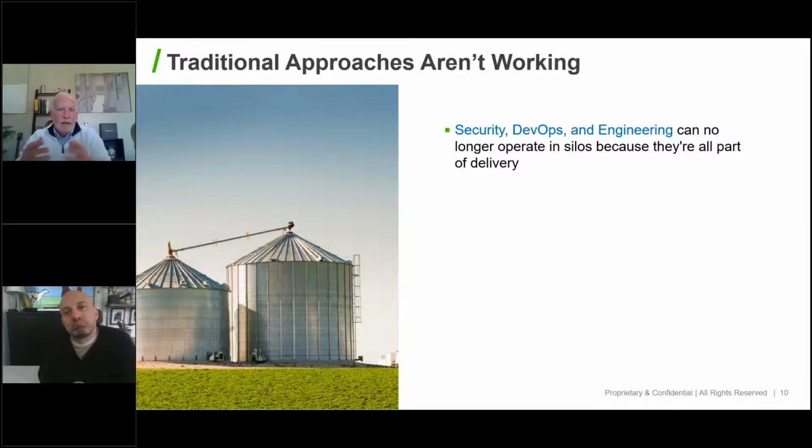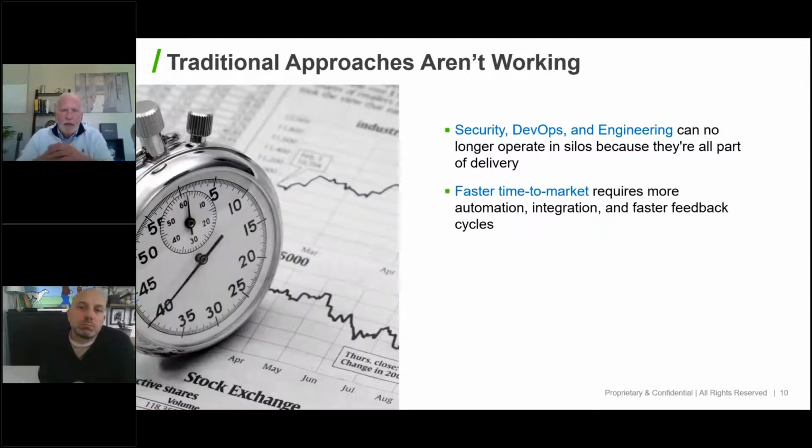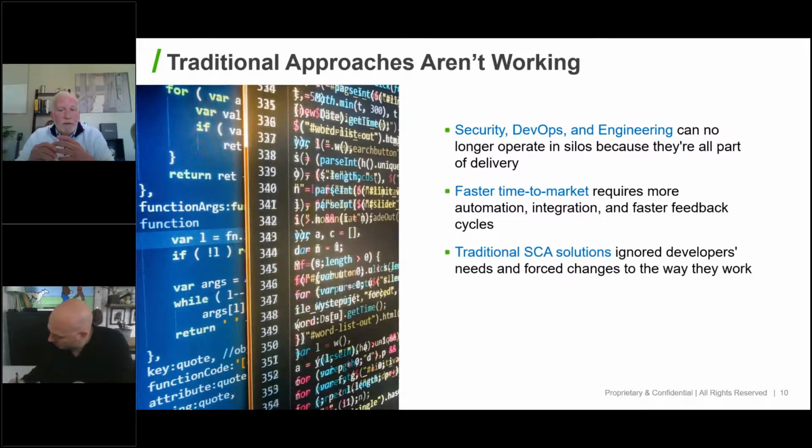And the integration between security, DevOps, and engineering teams are now very, very intimate, right? They have to be able to meet these timelines. Faster time to market requirement, more automation, integration, faster feedback cycles. And James will be talking a little bit about the automation and integration capabilities of what an SCA solution should actually have. Traditional SCA solutions ignore the developer's needs and often are forcing changes to the way they work.